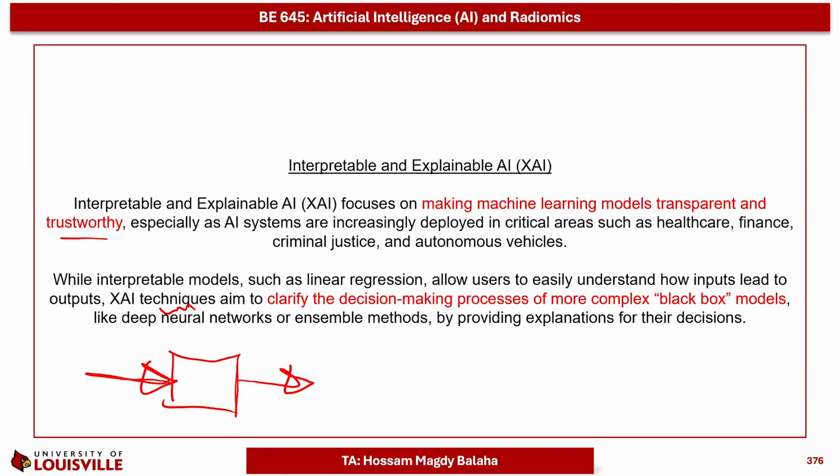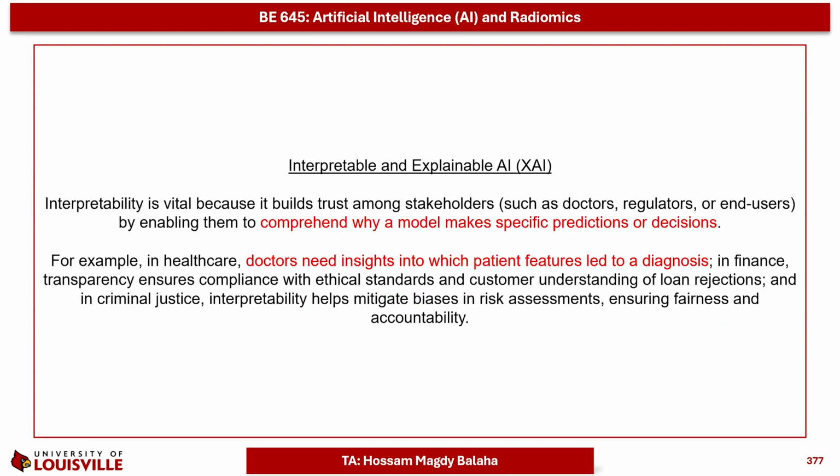So the aim here, we need to explain how this model got the decision, based on what features, based on what criteria. And when you provide an interpretable AI model or framework, then you are building trust among the stakeholders such as doctors and end users, because this will enable them to comprehend why a model makes specific predictions or decisions. For example, let's say in healthcare, doctors need insights into which patient features led to the diagnosis.